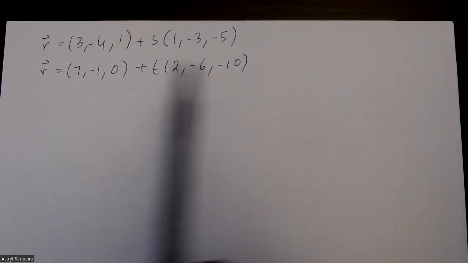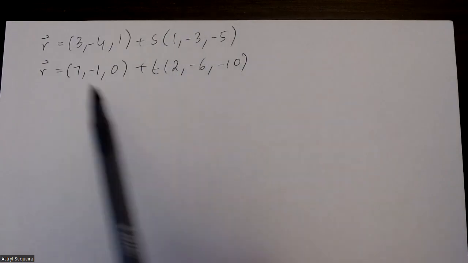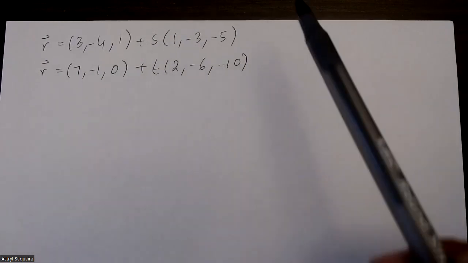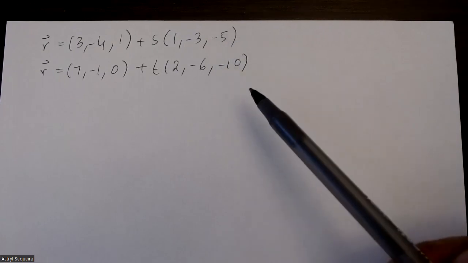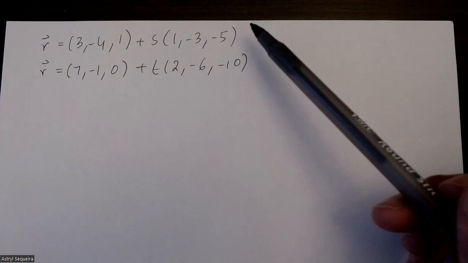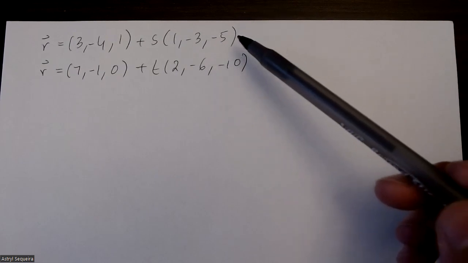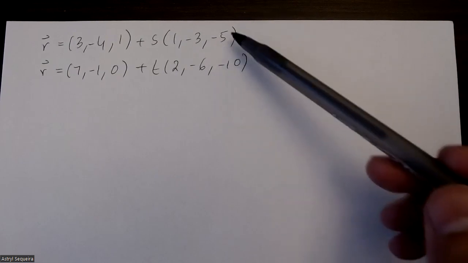All right, so we want to find the Cartesian equation of the plane that contains these two lines. Normally what we'd do is cross multiply the two direction vectors to give us the normal vector. But in this case, what we notice is that the two direction vectors are parallel.